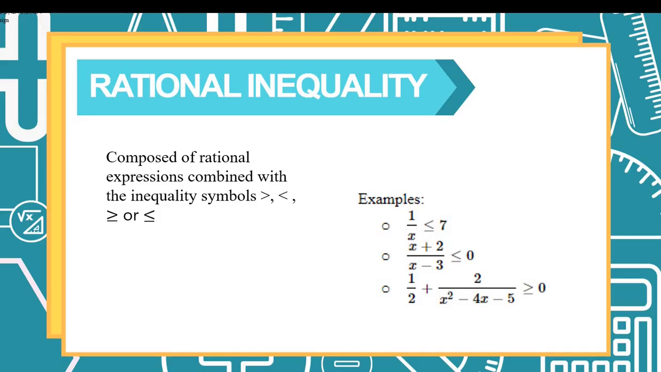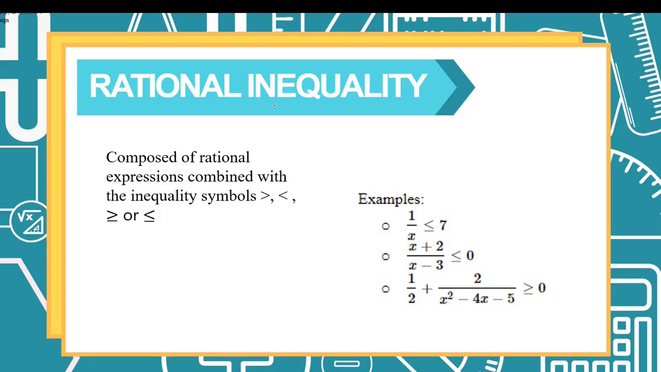It is basically composed of rational expressions combined with the inequality symbols. We have greater than, less than, greater than or equal, or less than or equal. If we compare it to a rational equation, the only thing that differs is the symbol used. So for rational equations, we use equality symbols, whereas for rational inequalities, we use inequality symbols.